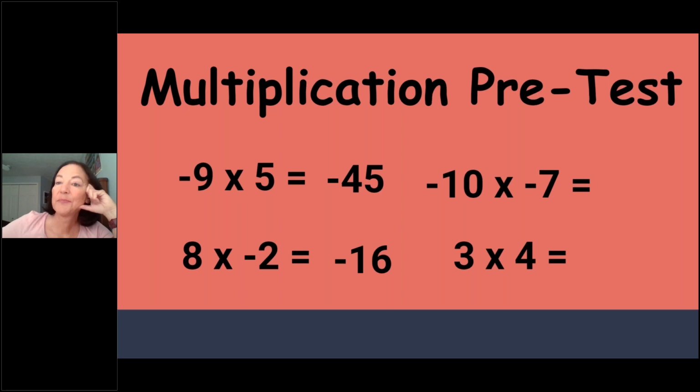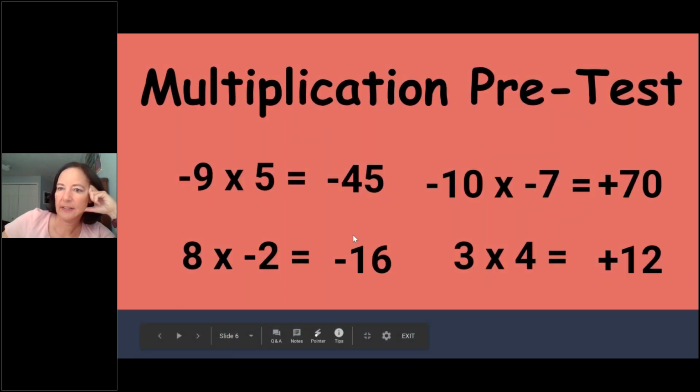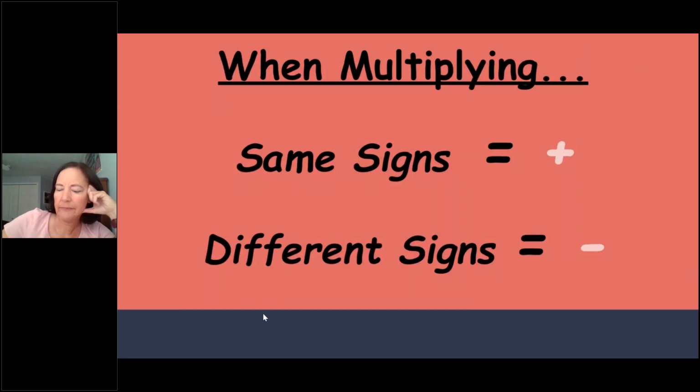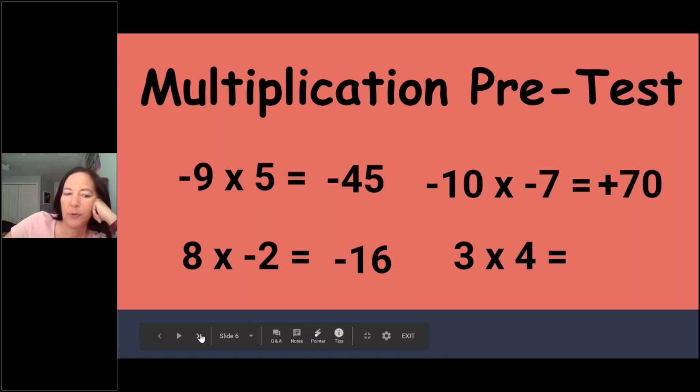Positive 70. Perfect. Nice job. And the last one is... oh wait, it's messing up on me again. Okay, unfortunately, positive 70 was the correct answer there, and I don't know why it's not popping up for me, but that's okay. How about positive 3 times by positive 4? What's that going to be?